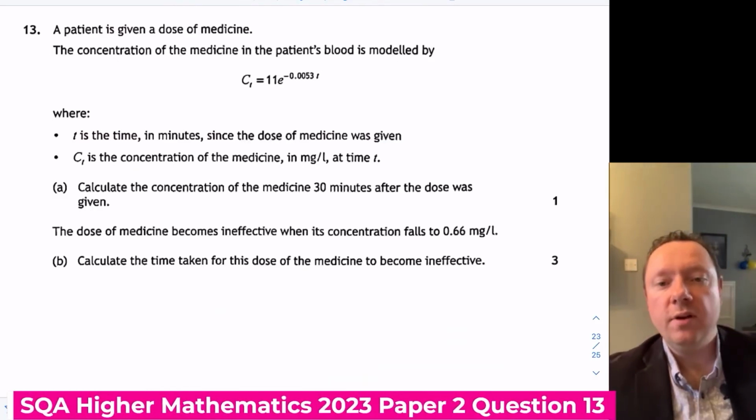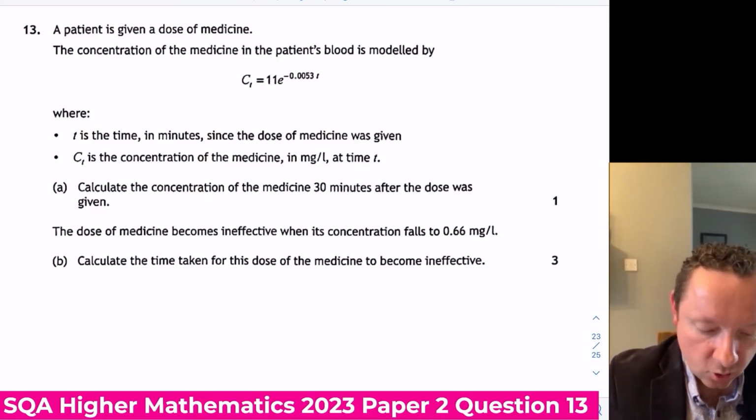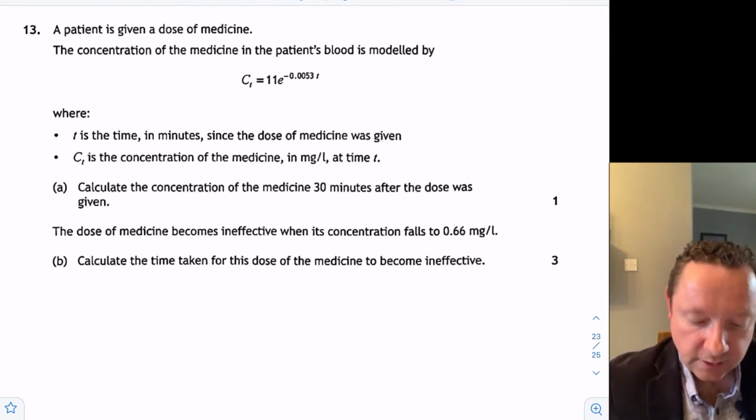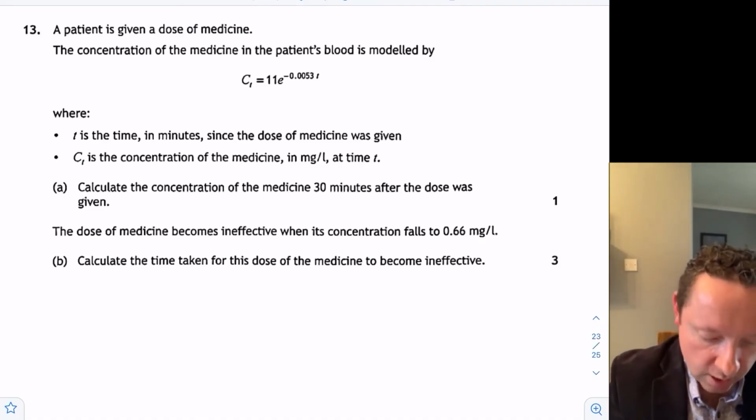SQA Higher Maths 2023 Paper 2 Question 13. A patient is given a dose of medicine. The concentration of medicine in the patient's blood is modelled by C of t equals 11 e to the minus 0.0053t, where t is the time in minutes after the dose, C is the concentration in milligrams per litre. Calculate the concentration 30 minutes after the dose was given.